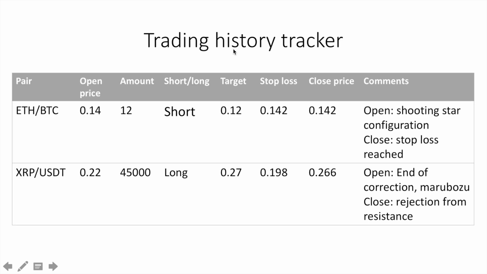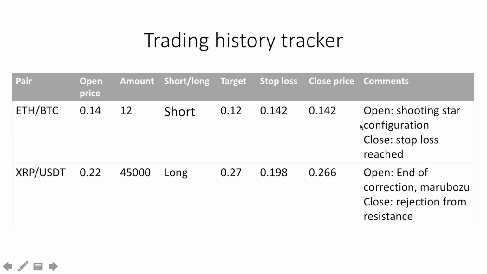Also, you need to track your trading history. Create a spreadsheet, it looks like this, where you will put information about your trading, like where you trade, open price, amount you buy or sell, short or long position, your take profit, your stop loss price, and price where you close the position. And the most important part is the comment section, where you will put information about why you open position and why you close position.